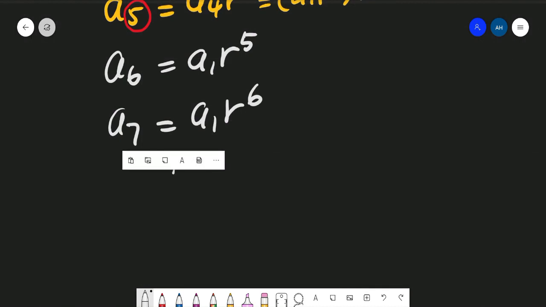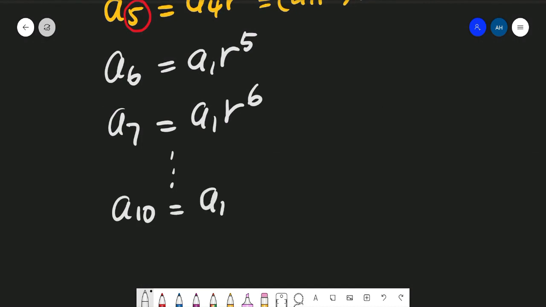For example, if we want to write down a10, can we write down what is the formula for a10? Must be a1 also. Okay, r, now what is the power of r? Must be 9, because 10 minus 1 is 9, right?